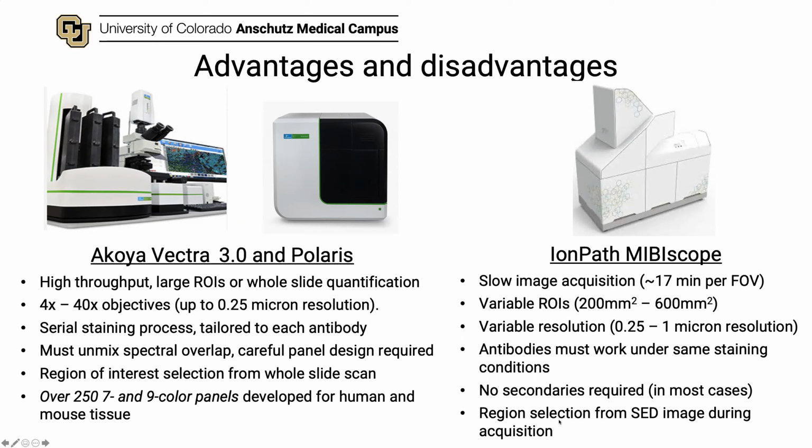You are able to do region selection on the MIBIscope. So we have a secondary electron diagram that we use to visualize the tissue as we're picking regions of interest. Whereas with the Vectra Polaris, we have an electronic whole slide scan that you can pick regions of interest in. So it's a little bit different, a lot less specific in terms of region selection on the MIBIscope.